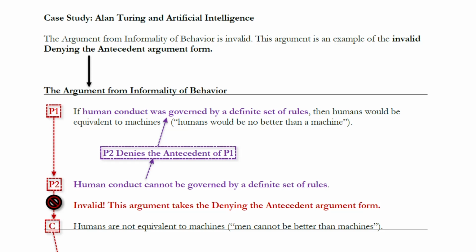That is, according to P1, even if human conduct were not entirely rule-governed, we might have other reasons to think that humans are equivalent to or no better than machines. Yet the argument unfortunately treats human conduct being rule-governed as a necessary condition instead of a sufficient condition. The inference being made is that just because human conduct is not entirely rule-governed, humans must not be equivalent to machines. However, for the reasons just stated, this conclusion does not follow validly. So, the argument is invalid.